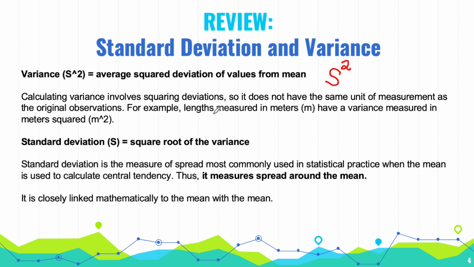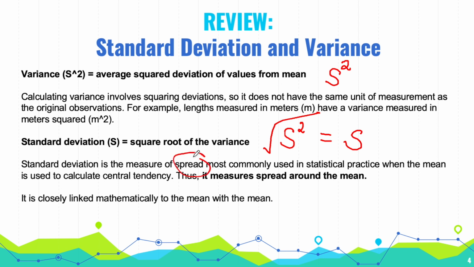So for example, if I was working with a distribution of lengths measured in meters, m, my variance would be measured in meters squared. When I want to compare to the mean, however, I want to be comparing in the same units. So I take the square root of s squared, right? Take the square root of the variance. So the standard deviation is the square root of the variance. And it's the measure of what we call spread that is most commonly used in statistical practice when the mean is used to calculate central tendency.